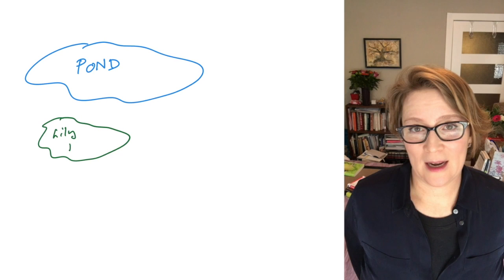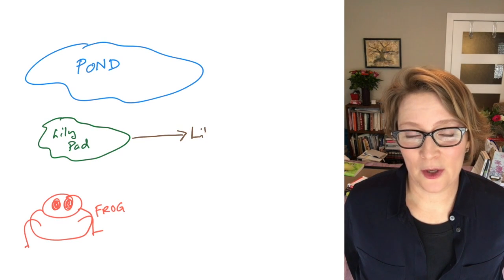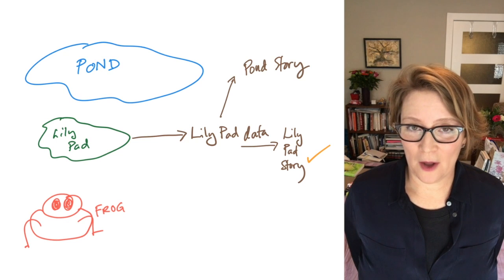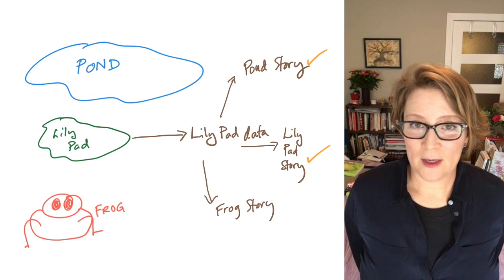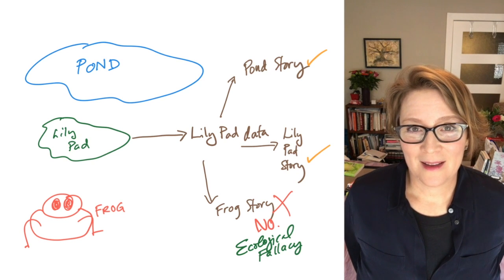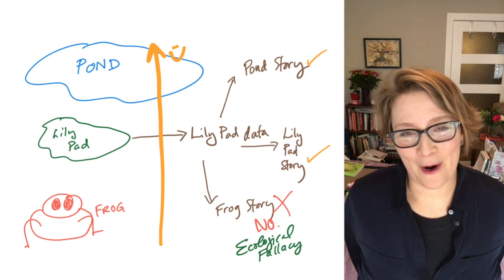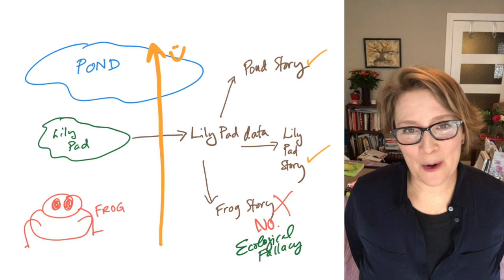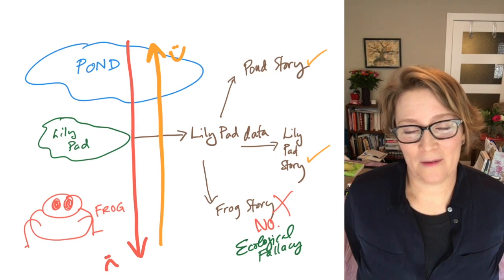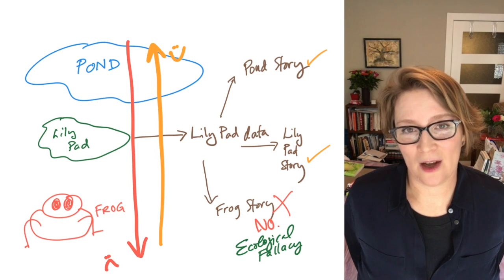And if you've collected data at the lily pad level, you can tell stories about the lily pads or the ponds, but not the frogs. So it's okay to tell stories up the ecological chain of our environment, but it's not okay to tell stories down the ecological chain of our environment. That's the ecological fallacy.